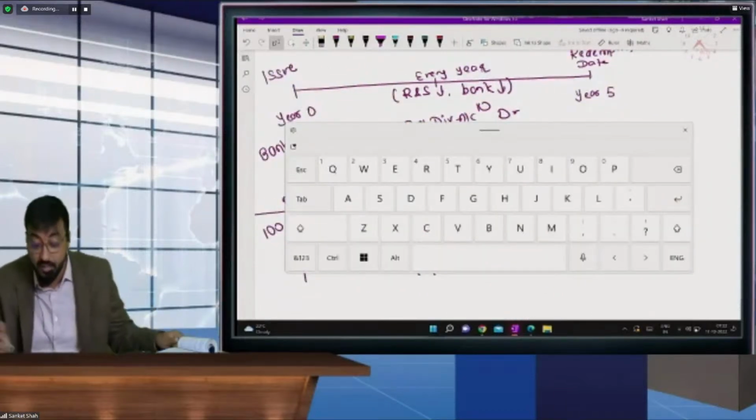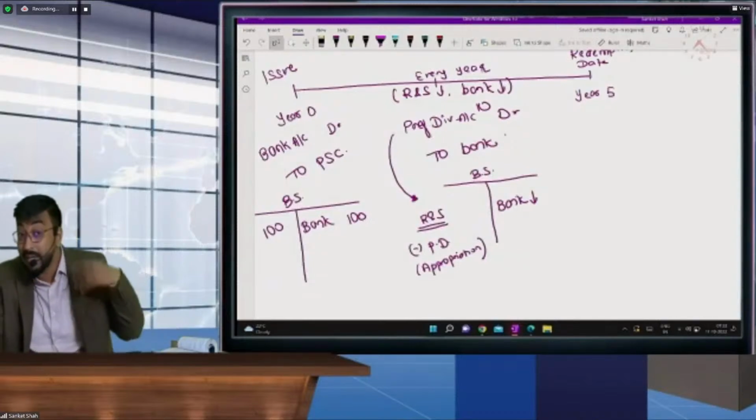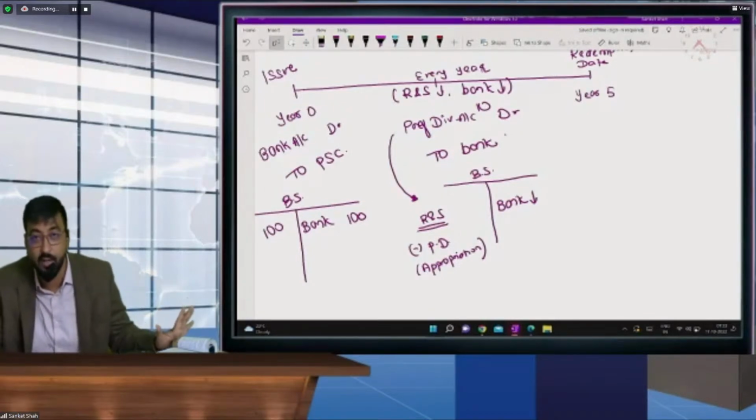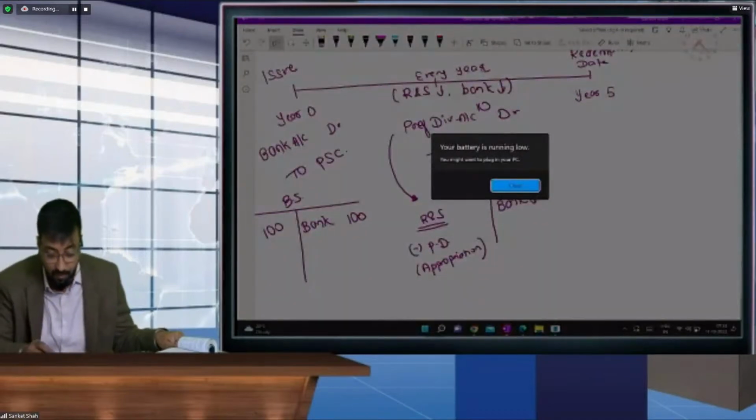Why is this not interest? Because if the company is in loss, you don't have to pay that preference dividend, but interest is something different. Interest means whether there is loss or profit, the company has to pay it. But in case of preference dividend, the company does not have to pay, and that's why it is preference dividend account debit to bank. And after year 5, what is the entry, beta?